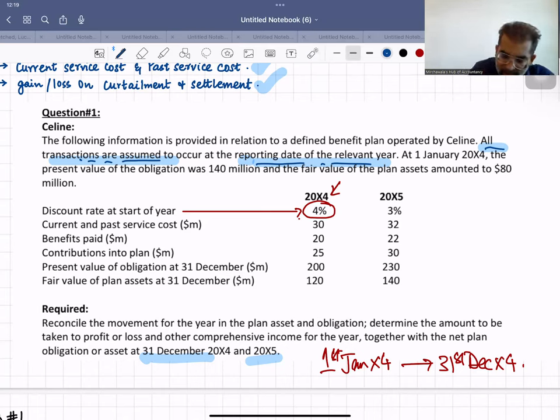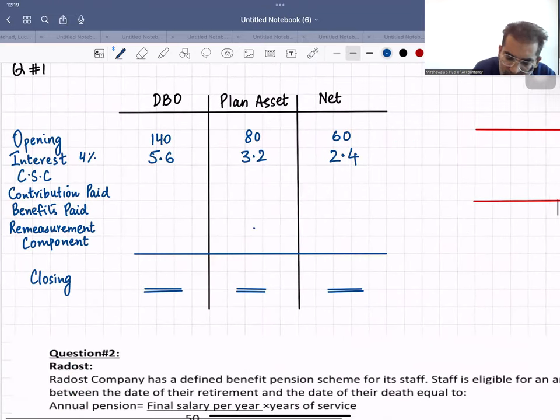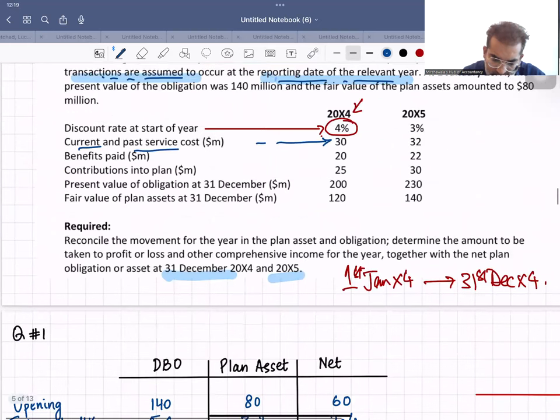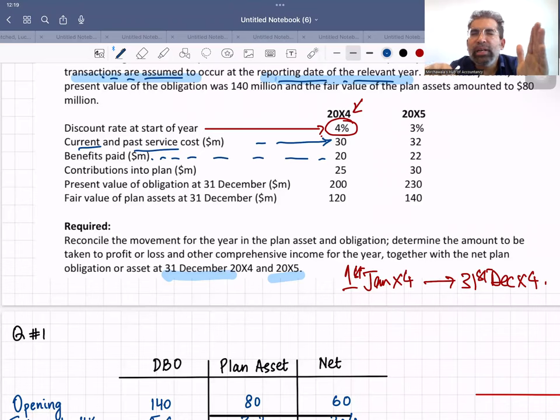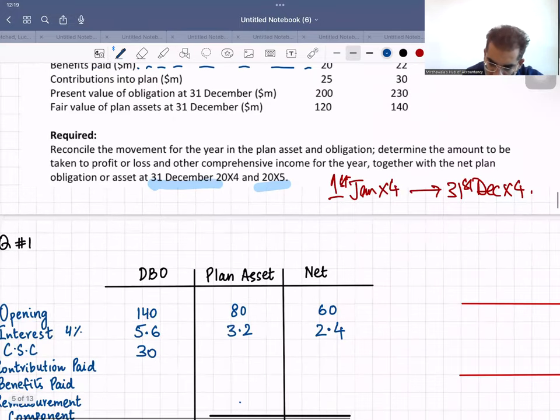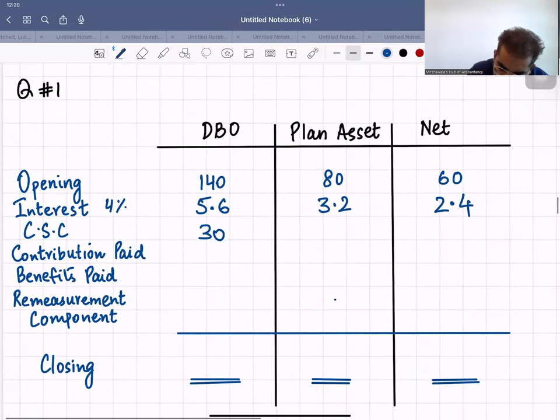Now, my dear student, next line. Current service and past service cost, they have given you the total because the treatment is the same. Because of current service cost, you increase your DBO. In shortcut, we write current service cost as CSC, and no need to write past service cost separately. So it's 30, right? Then the next thing is benefits paid. Benefits paid will be deducted from DBO on one end, and on the other end, deducted from plan asset. So it's going to be 20 and 20.